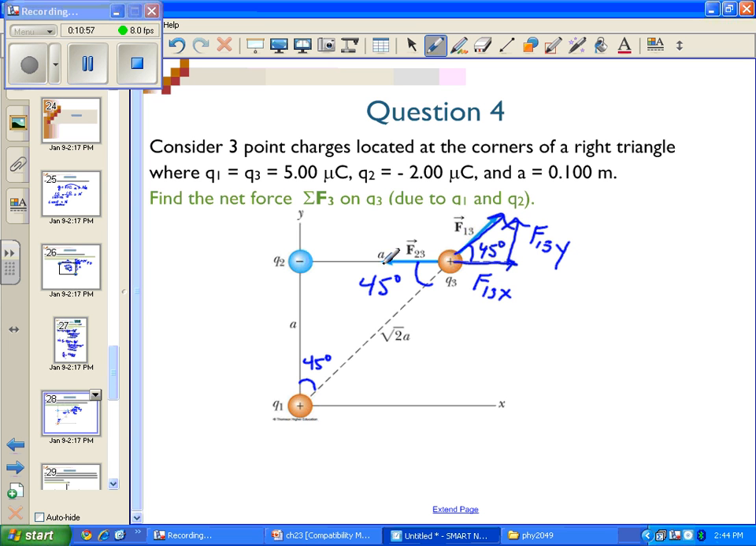On the other hand, the force between Q2 and Q3, because Q3 is positive and Q2 is negative, will draw Q3 towards Q2. We call this force F23. And if you notice, F23 is directed along the negative x-axis, and so therefore we'll only have a component F23 along the x direction, but it will be negative.